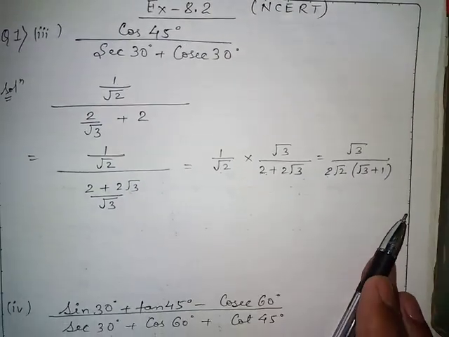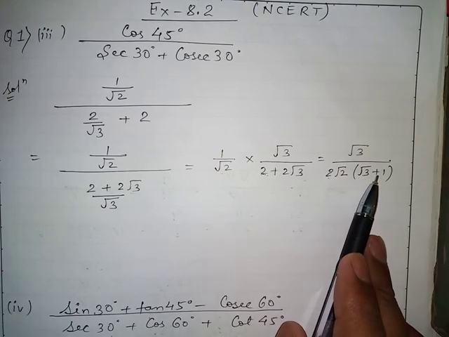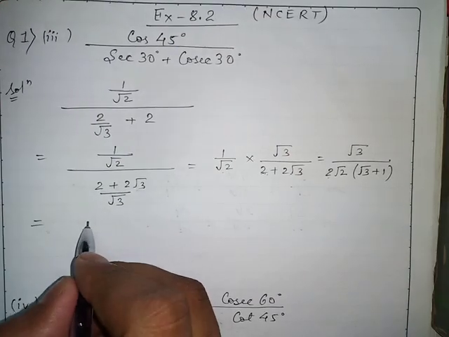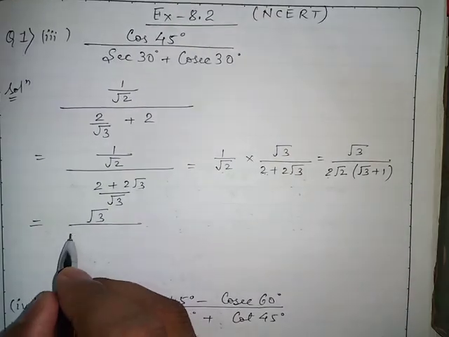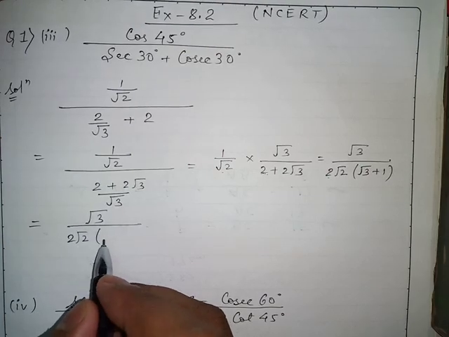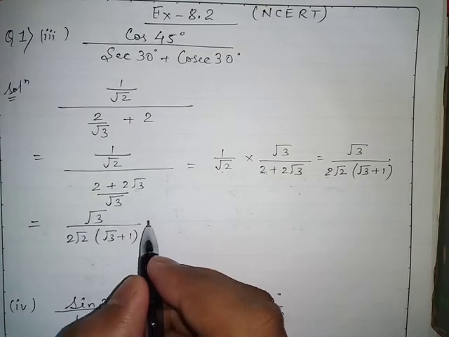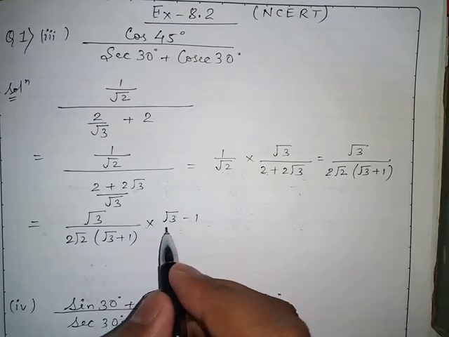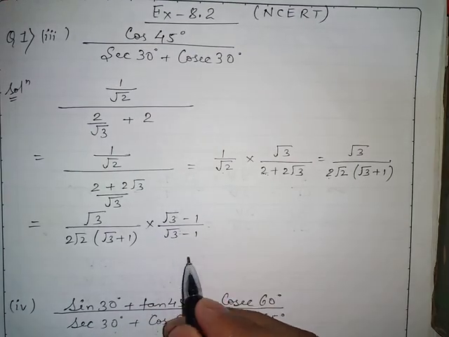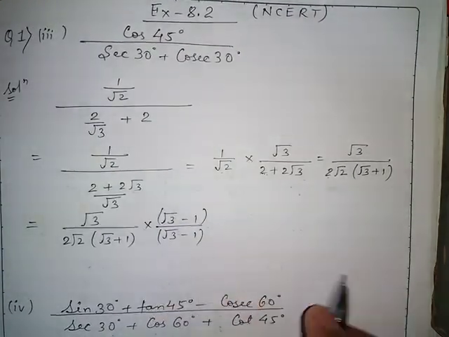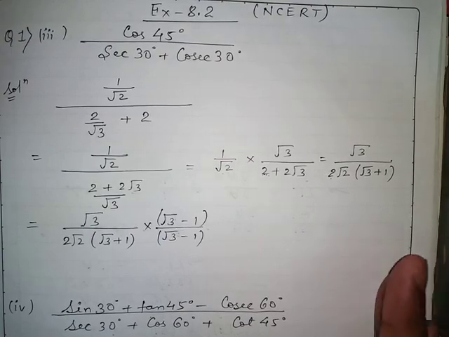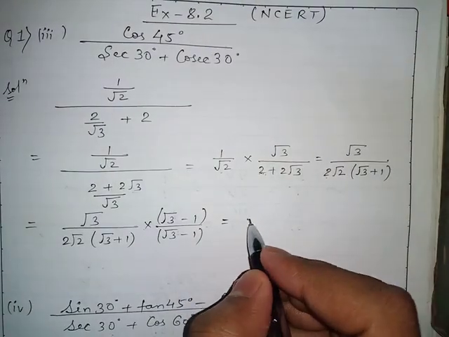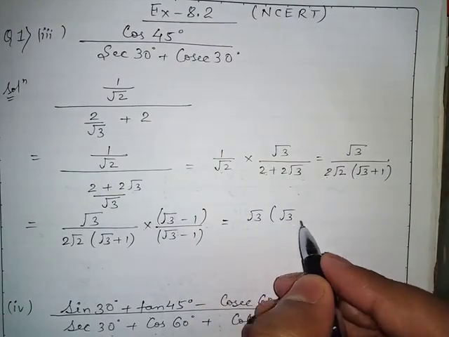Now what I can do now, I will rationalize this part. Now see, that is root 3 by 2 root 2 bracket root 3 plus 1. So I will rationalize this part, so it will become root 3 minus 1 by root 3 minus 1. You all know about the concept of rationalization. So it will become root 3 bracket root 3 minus 1.